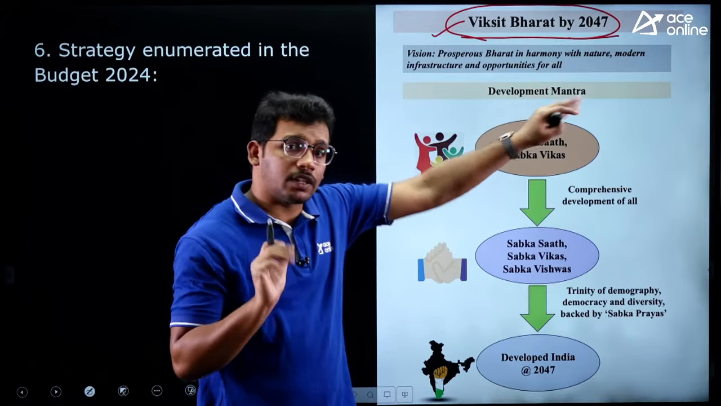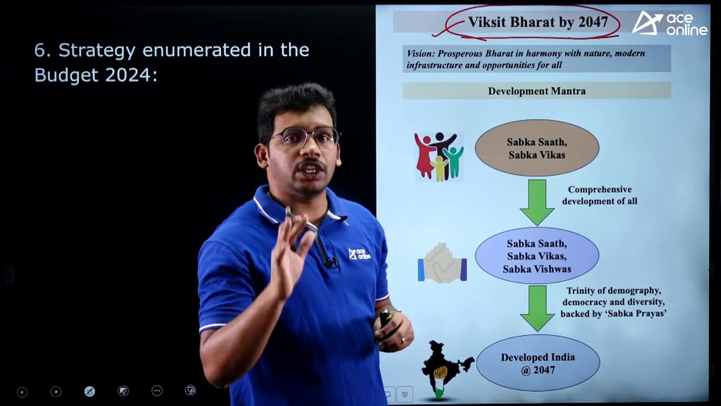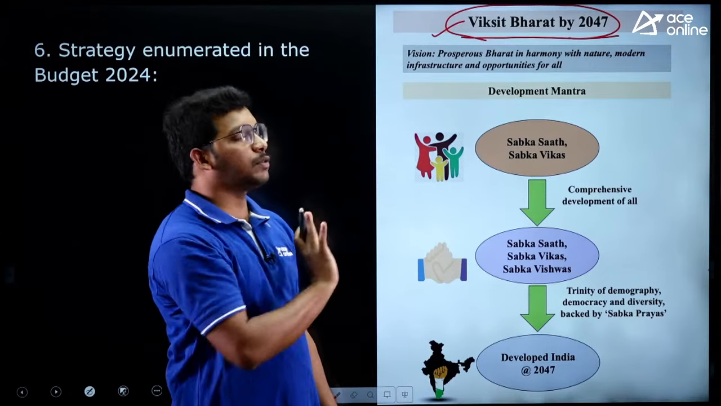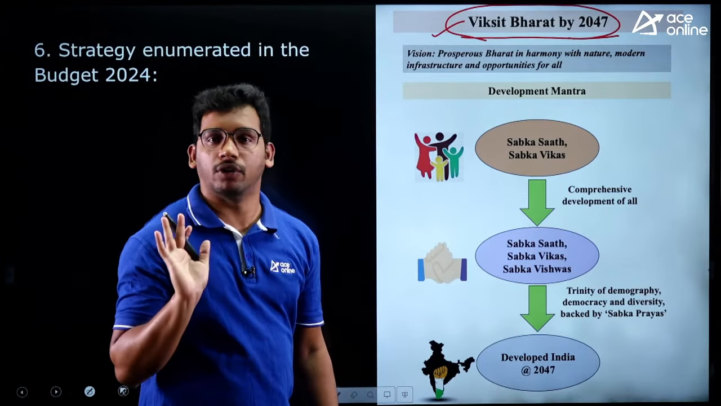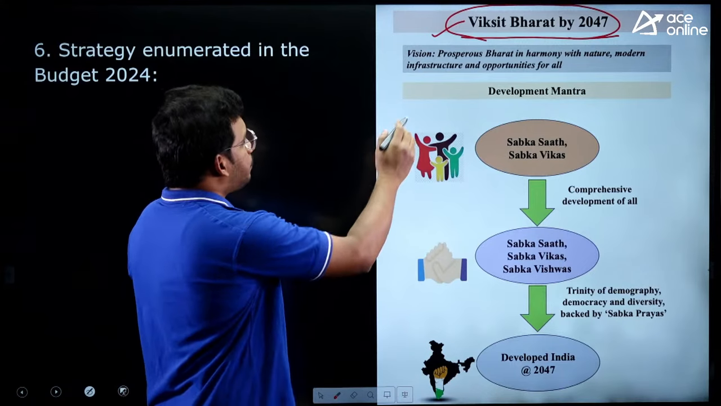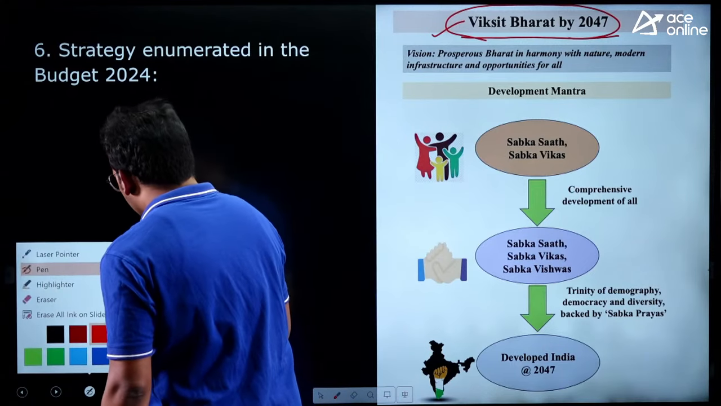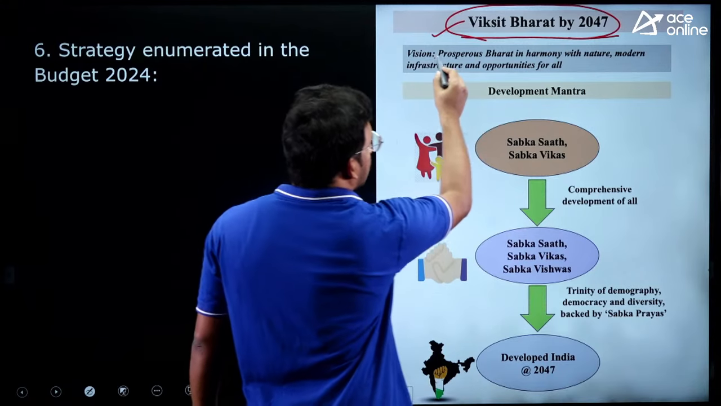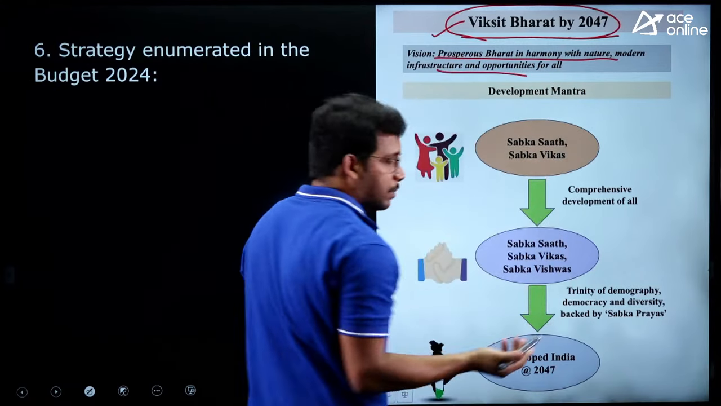So here, what is the goal of the government? To achieve a developed India by 2047. For that, the government is planning the budget 2024-25. Okay? So here, the government has aimed at achieving developed India. Here, there is a vision. This also may be asked in the exam sometimes.